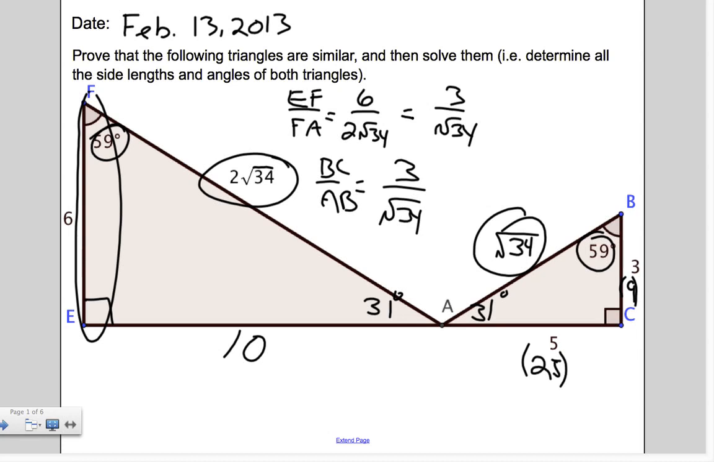Any questions on that? I purposely chose the harder of the three in proving the similar triangles. You had lots of practice with the other two. This one's a little more difficult. Okay?